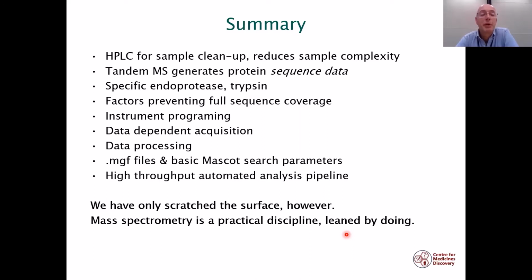We've looked at instrument programming. We've looked at data-dependent MSMS acquisition. We've looked at data processing. We've had a look at Mascot generic files, and we've looked at basic Mascot search parameters. And then finally, we've had a look at some high throughput analysis. However, this is a whistle-stop tour. We have only scratched the surface, and I would say that mass spectrometry is a practical discipline, and the best way to learn it is to do it.